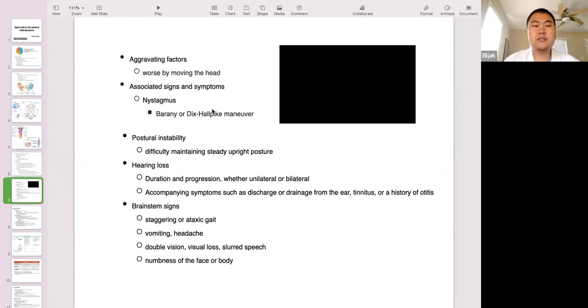And also there are some aggravating factors, like worsening by moving the head, and the associated signs and symptoms like nystagmus. And for example, there's the Dix-Hallpike maneuver. It's mainly positive for BPPV.